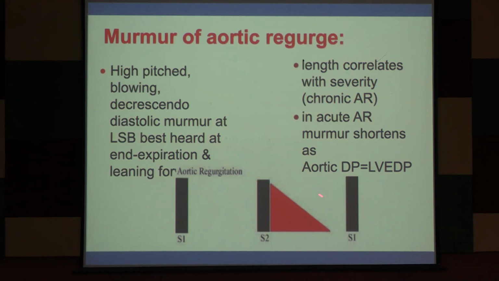This is the pattern of the diastolic murmur of the aortic regurgitation. Immediately after the second heart sound, a decrescendo type of murmur, and it ends well before the first heart sound.